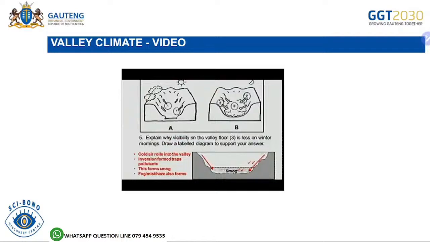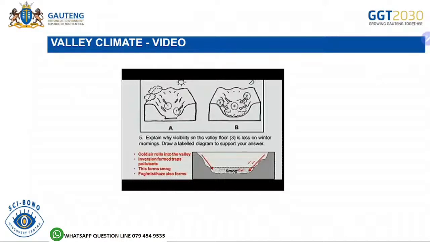Explain why visibility on the valley floor, this here at 3 at the bottom, is less on winter mornings. Draw a labelled diagram to support your answer. Remember what I said about diagrams? Very important. So, why is visibility less? Visibility is less because we've got a lot of smoke and pollutants here. What's happening? The cold air rolls down the valley. Here we've got it. Alright? And the inversion traps the smoke here at the bottom. Alright? And the result is that you have poor visibility.